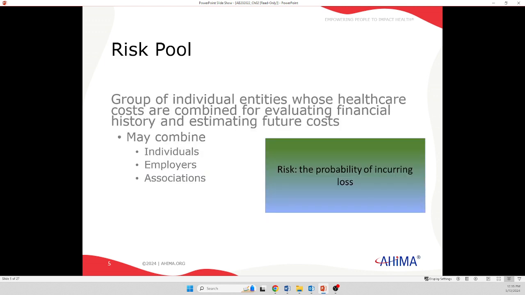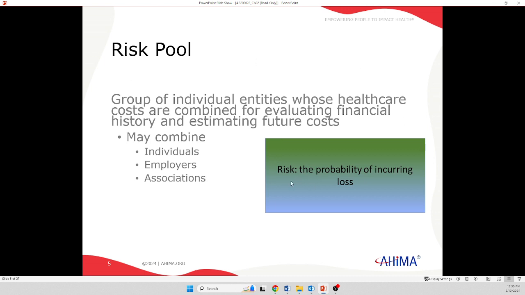Now, we talked a little bit in Chapter 1 about a risk pool. Remember that risk pool helps to determine the cost of the insurance, but you do need to know the definition. It is a group of individual entities whose health care costs are combined for evaluating financial history and estimating future cost. So it's important that you know this definition right here.